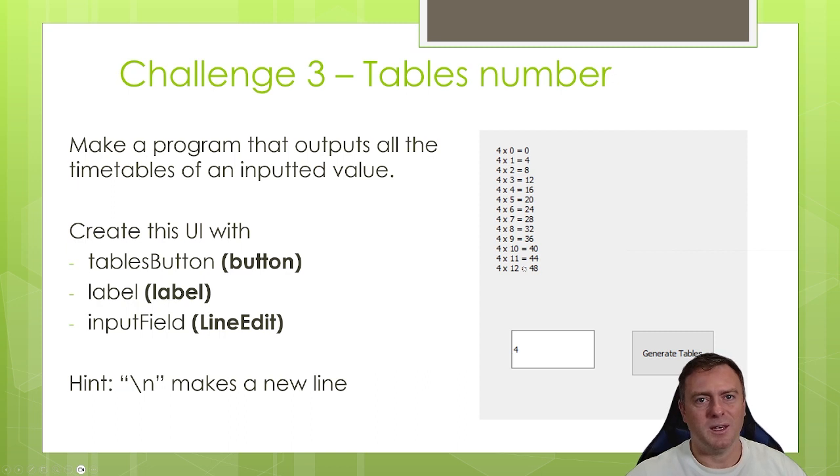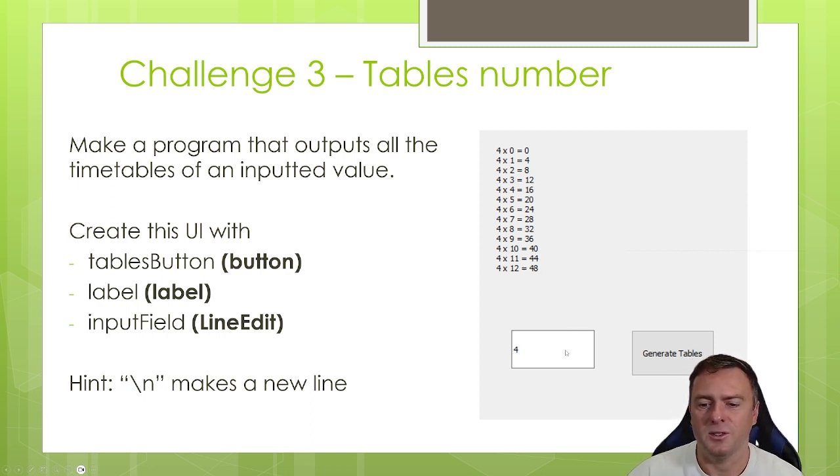Awesome. So we're going to move on to the next one, which is the times table generator. So what's going to happen here is you're going to type in a number. Doesn't matter what it is, as long as it's a whole number, and then you go generate tables, and then output here will be all the times tables from 0 up to 12. So this is going to make the program output all the times tables from that inputted value. We're going to create this UI with a tables button, which is a button, a label, which is going to be this output, and then the input field, which is going to be a line edit.